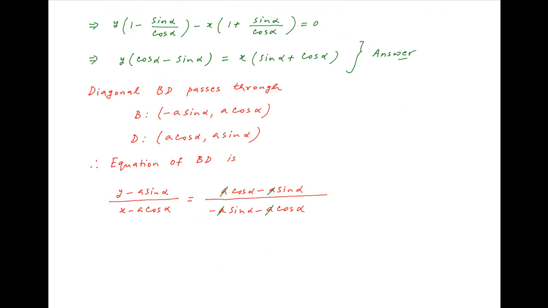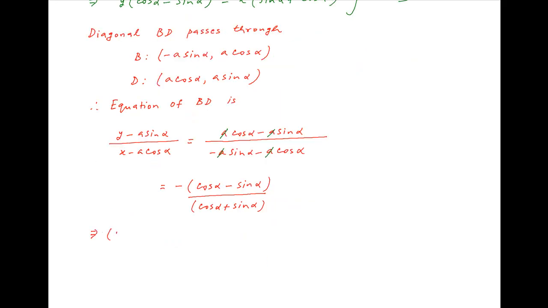A cancels across the numerator and the denominator on the right hand side, and the right hand side can be written as −(cos α − sin α)/(cos α + sin α). Cross multiplying, we get (cos α + sin α)(y − a sin α) + (cos α − sin α)(x − a cos α) = 0.